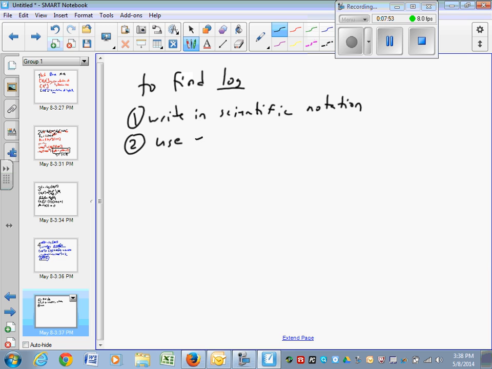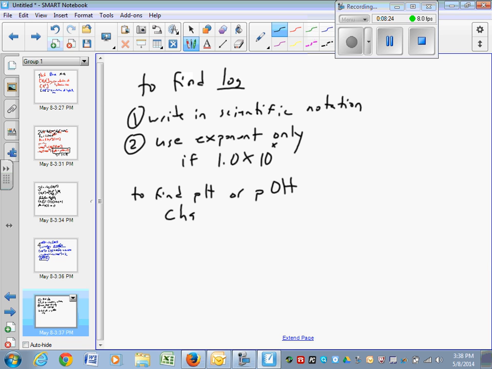Next thing we do is get rid of everything except the exponent. This only works if it is 1.0 times 10 to some power. If you have 2.0 times 10 to a power, you're going to have to use your calculator to calculate the log. Right. In order to find pH or pOH, change the sign on the exponent.